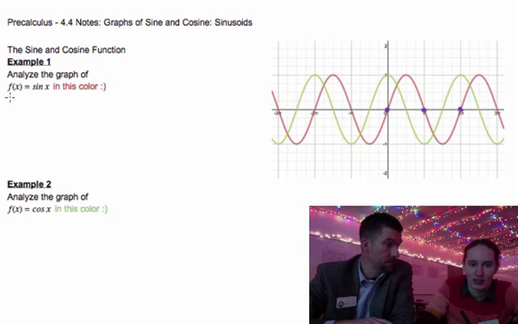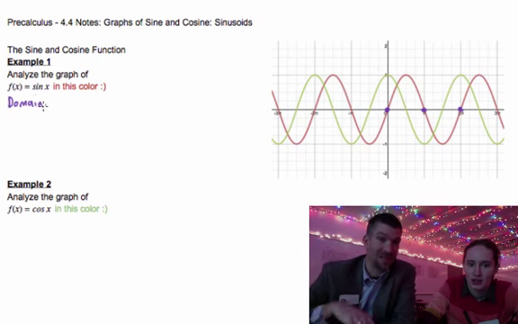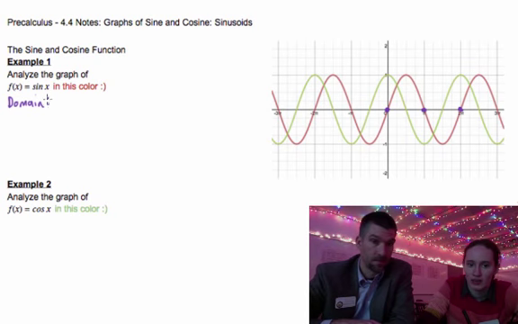Okay, so how about domain? Domain is all real numbers because every value of x we can plug into that. You can plug in anything for x and get some value for y. So all real numbers, which is negative infinity to positive infinity.